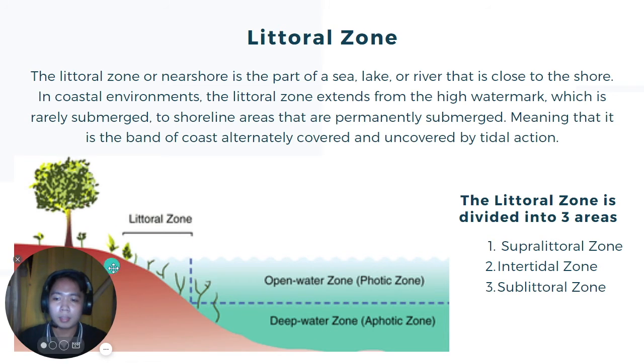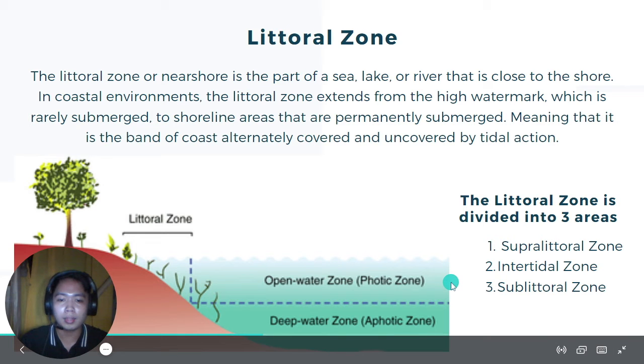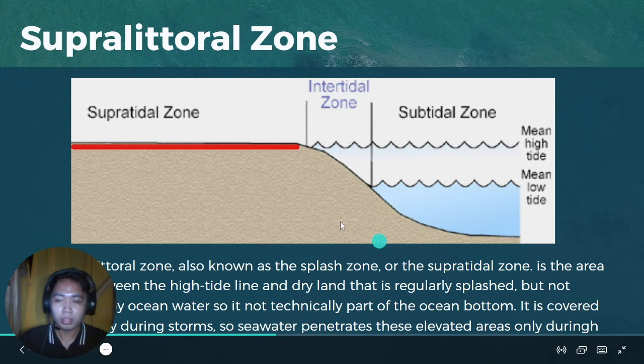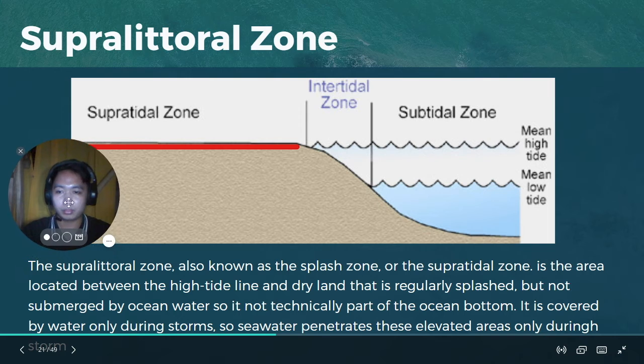Basically, some areas in the littoral zone are submerged with water during high tide and not submerged during low tide. So the littoral zone has three areas. These are the supralittoral zone, the intertidal zone, and the sublittoral zone. First, let's talk about the supralittoral zone.